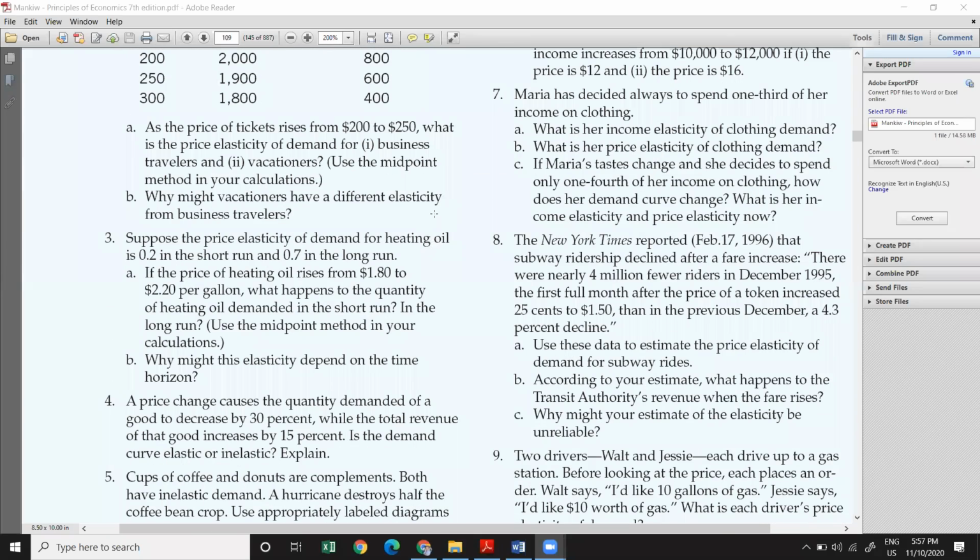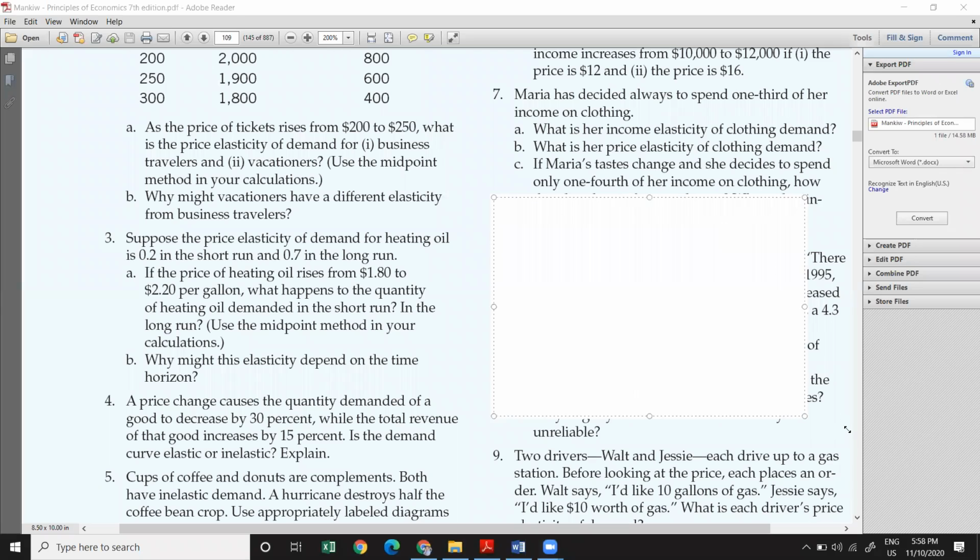Question 3: suppose the price elasticity of demand for heating oil is 0.2 in the short run, but 0.7 in the long run. If the price of heating oil rises from 1.8 to 2.2 per gallon, what happens to the quantity of heating oil demanded in the short run and in the long run? Using the midpoint method in the calculations. So what we're doing here, the price elasticity is given already.